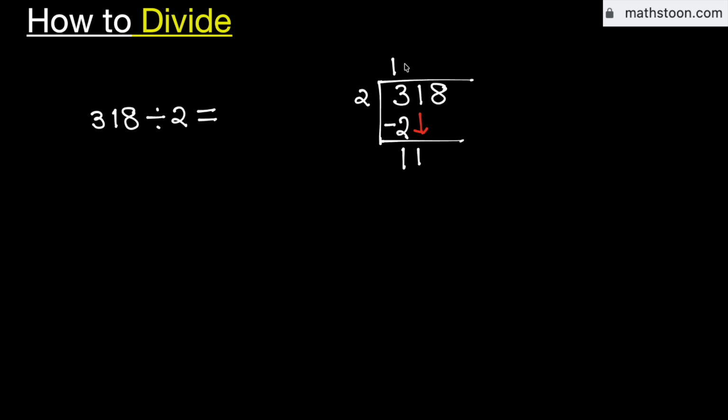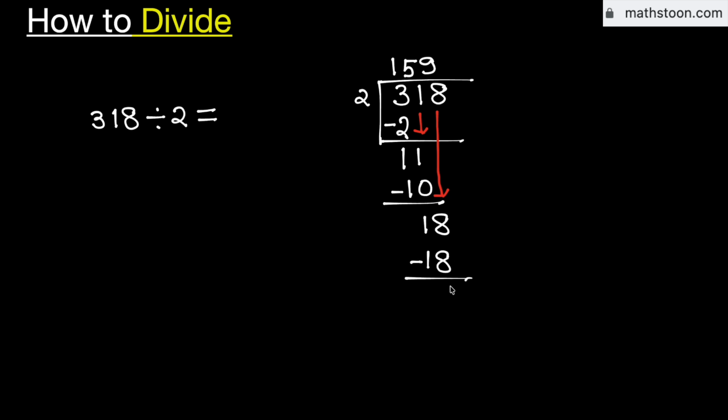And we know that 2 times 5 is equal to 10. Subtract, we get 1. Now this 1 is less than 2. So in this case we will bring down this adjacent 8 here. And we know that 2 times 9 is equal to 18.